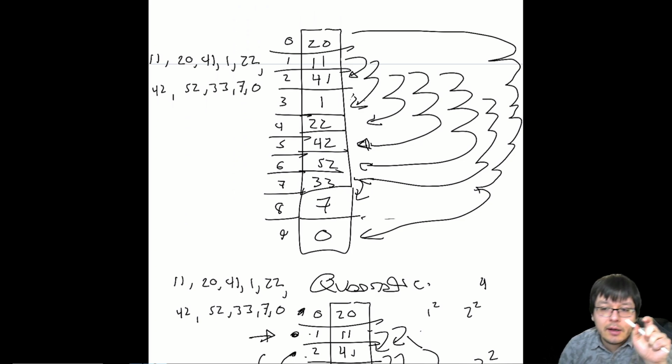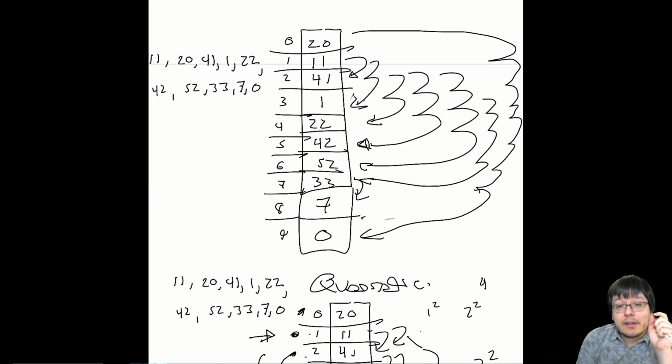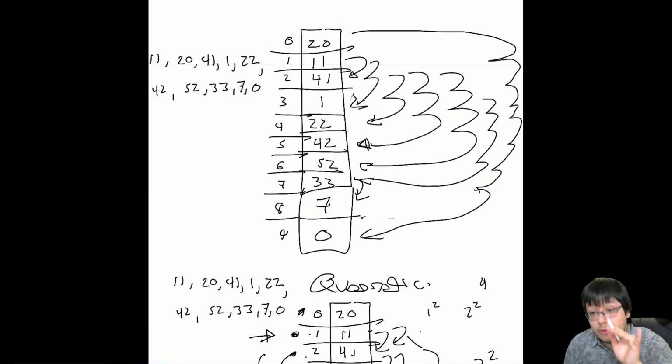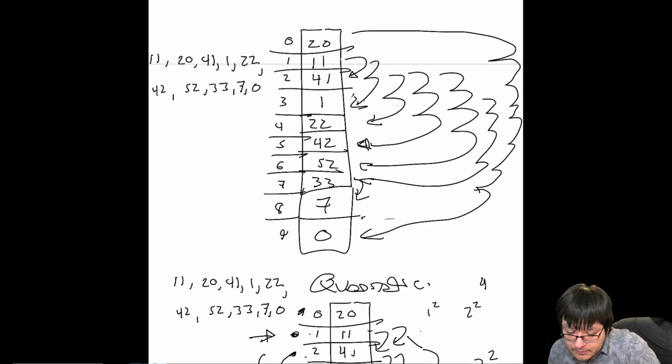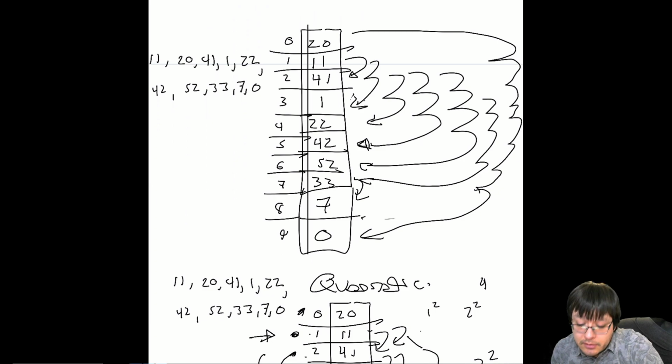Remember, just because a spot is empty doesn't mean that you can just stop checking. You need an additional member variable in the entry of the array that indicates whether that spot is really empty, or whether it was at some point full and then got deleted. If that's the case, then you have to keep checking. The way you do that is you create a little column here, and whenever something was at some point used, you put a check mark.